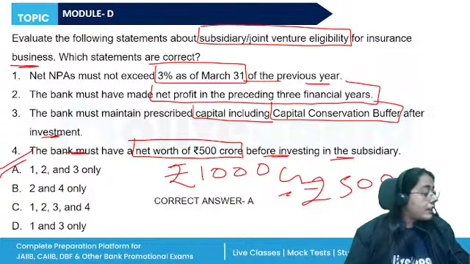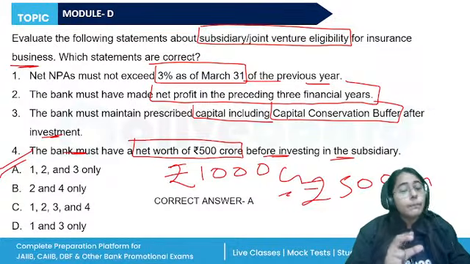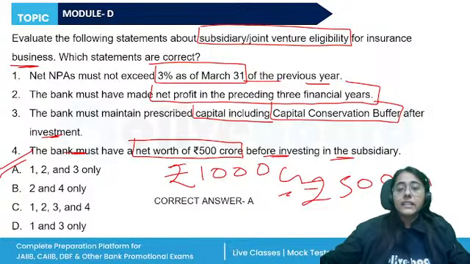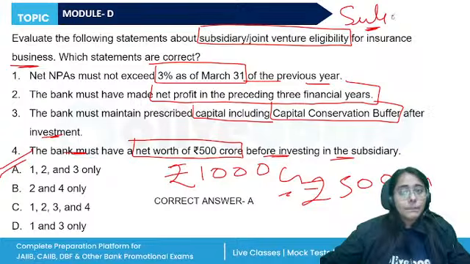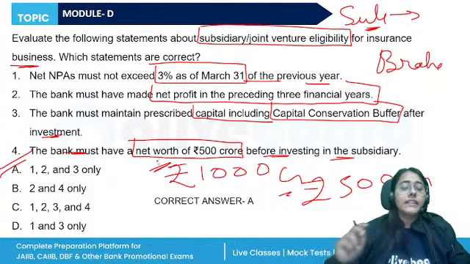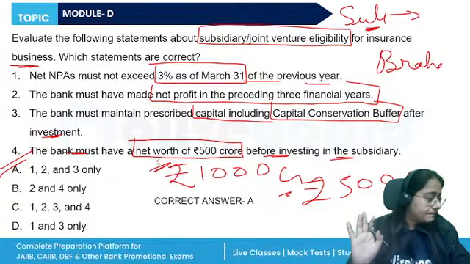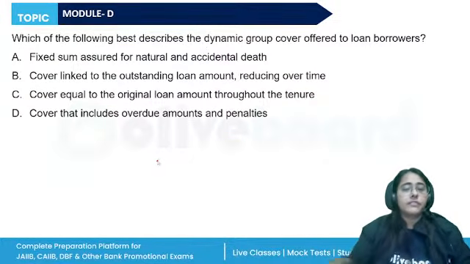Now, if the bank wants, they can also set up a subsidiary and act only as a broker. Then their net worth should not be less than 500 crores, right? If they want to set up a subsidiary or a joint venture, but they do not want to participate in the risk, they are only acting as a broker, then they should have the net worth of rupees 500 crores. Minimum prescribed capital, net NPA, profit, rest everything is same. Just the net worth differs.